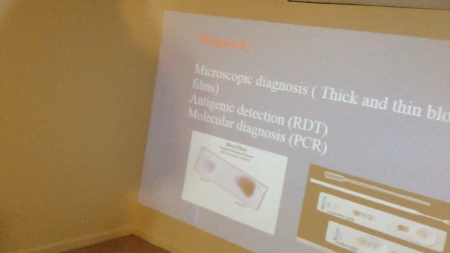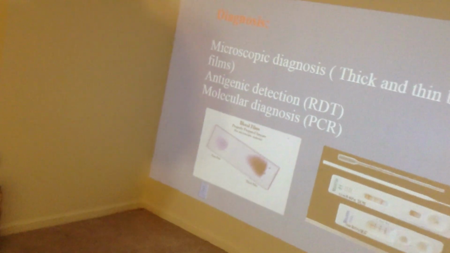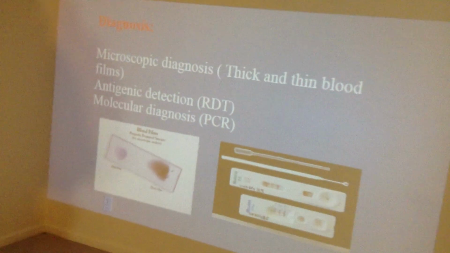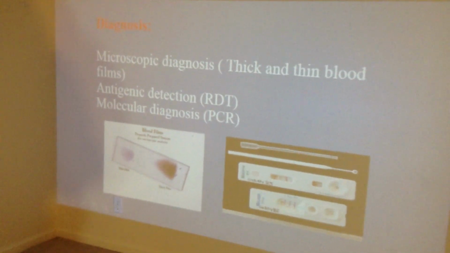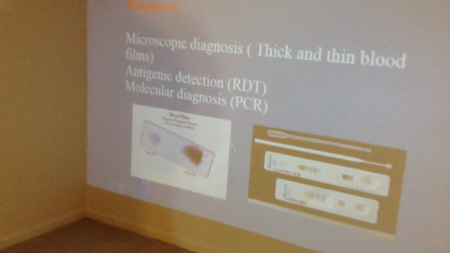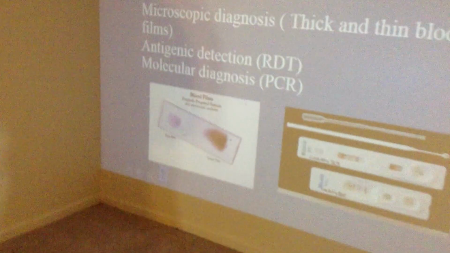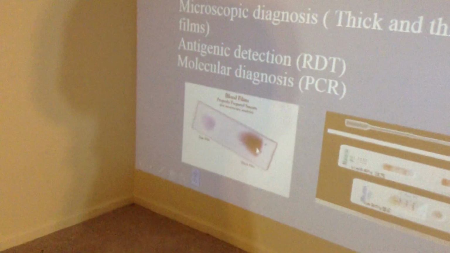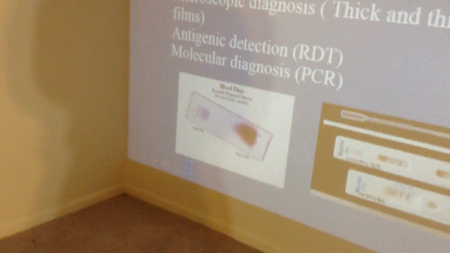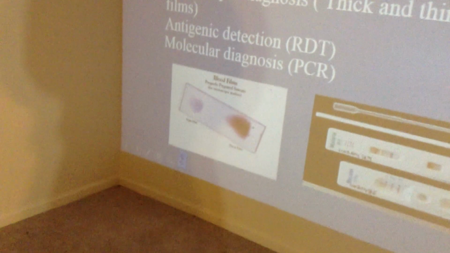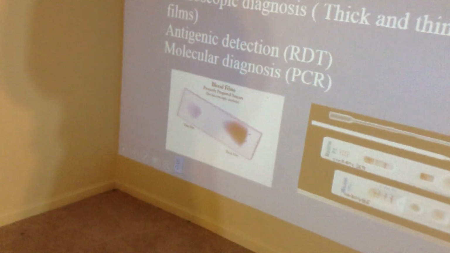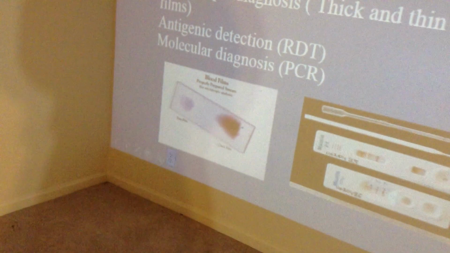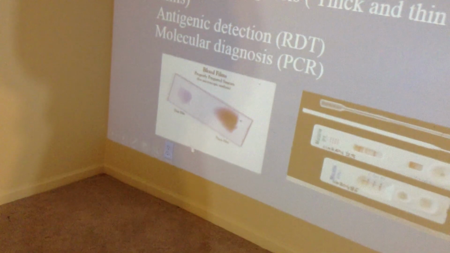How is this disease being diagnosed? There are three basic ways in which this disease can be diagnosed. We have the microscopic diagnosis, which uses a thick and a thin blood film. This is a thick and a thin blood film. They use a drop of blood, put it on a glass slide, and it is spread thinly on this slide, and they use a special stain. An example of a stain that they use in doing a malaria stain is called Giemsa. When this slide is stained, it is viewed under the microscope.